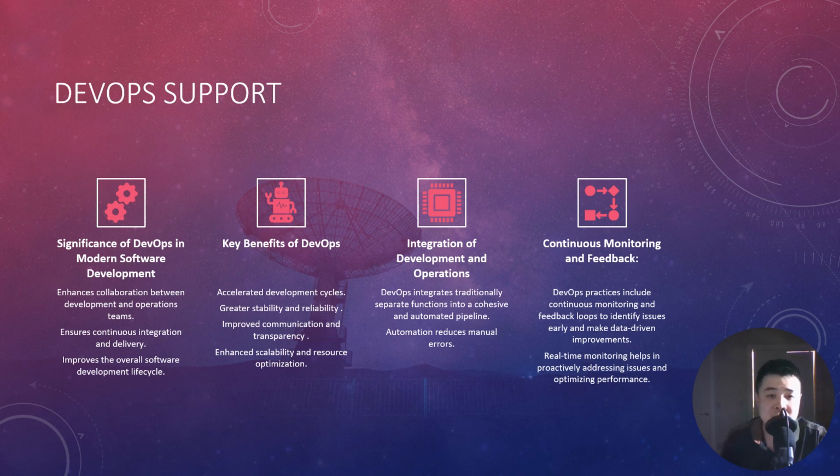DevOps practices also emphasize continuous monitoring and feedback. This means that the software is continuously monitored in real time, and feedback loops are in place to identify and address issues promptly. This proactive approach helps in maintaining high software reliability and optimizing performance.